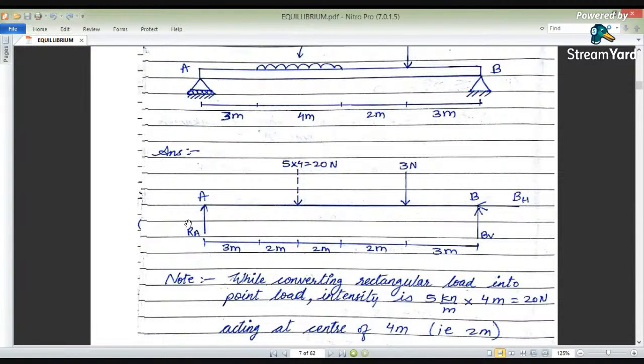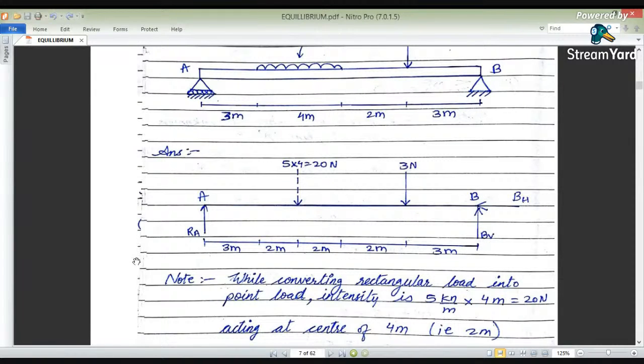There are 3 unknowns, in which two are vertical and one is horizontal. With two vertical ones, it is difficult to calculate. So first we will take the condition ΣFx equals 0. So what about the x? Is there any x force in this? There is no x force in this, so BH will be 0.